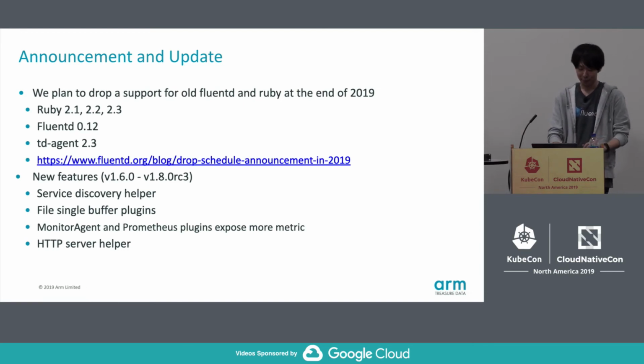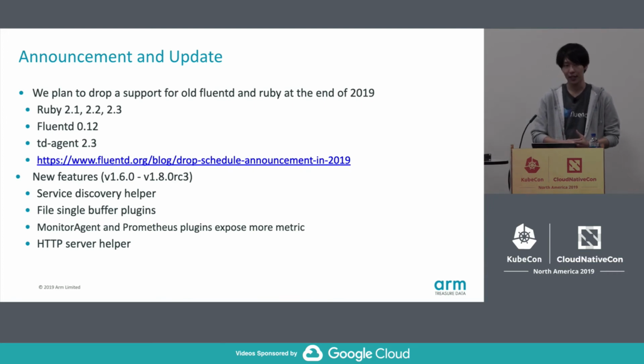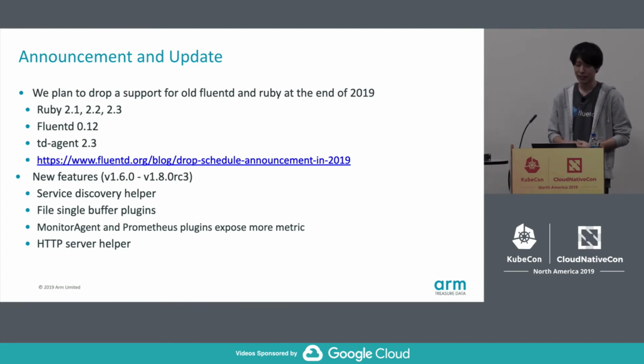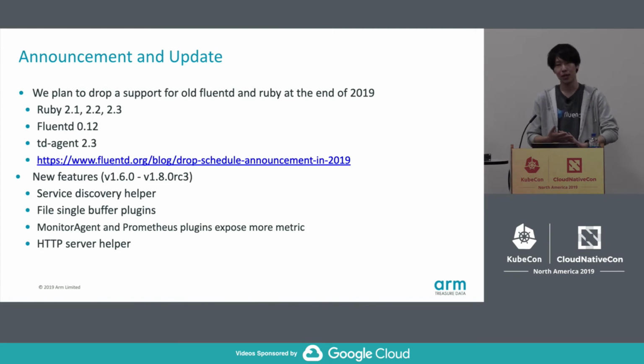And there are some updates since our last KubeCon CloudNativeCon, which was held in China. Our current version is version 1.8 release candidate 3, and we will soon release version 1.8. I'll talk about new features in this version. First, we support a service discovery helper. This allows you to set destinations dynamically. Out_forward already uses this helper. So in a multi-tier situation, you can add new destinations or drop existing destinations dynamically. It's very useful when you want Fluentd to scale in or scale out.